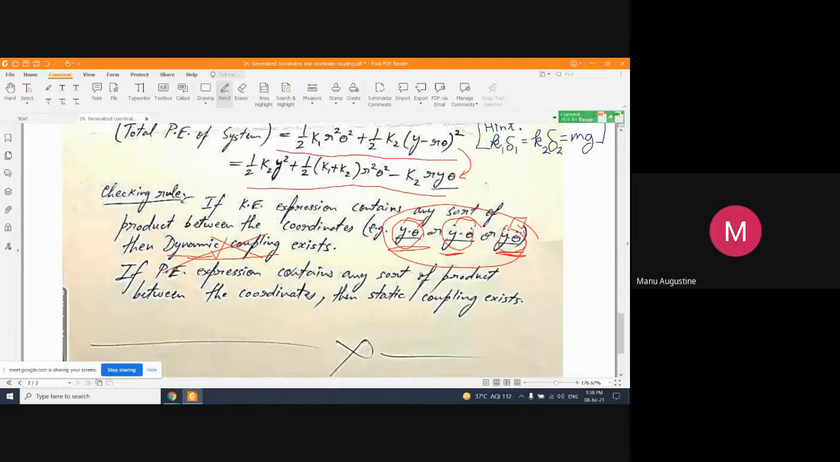Now what is the check for static coupling? The same sort of check, but in this case you have to check inside the potential energy expression.